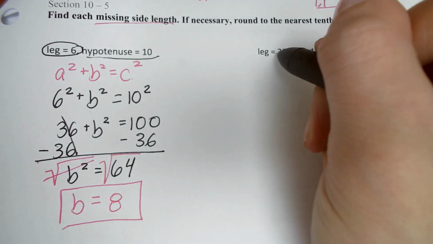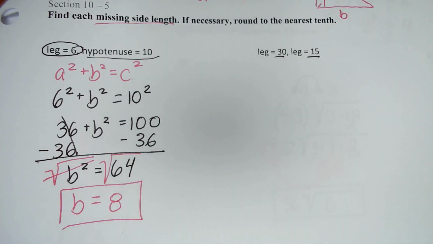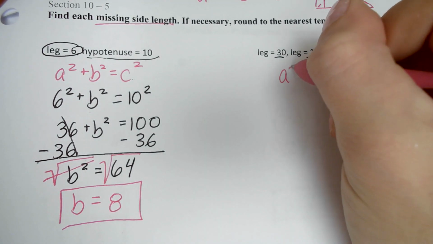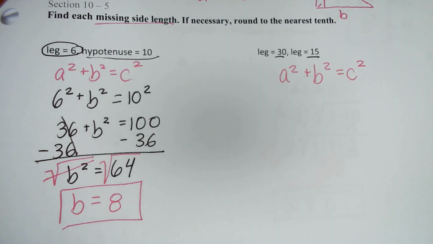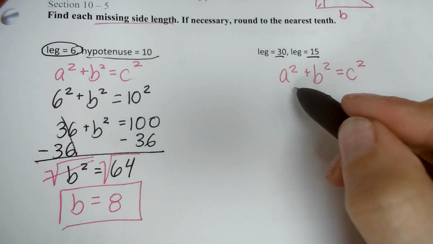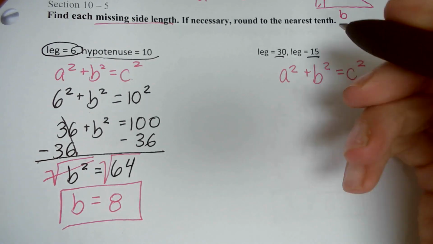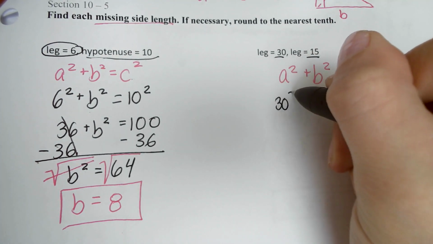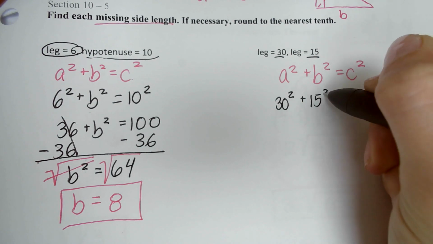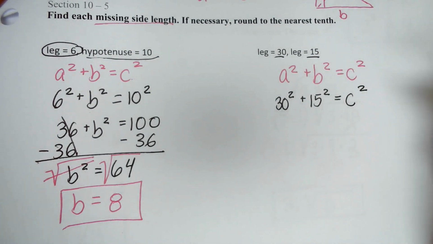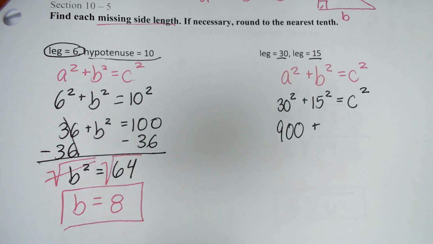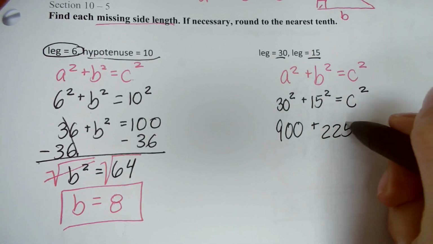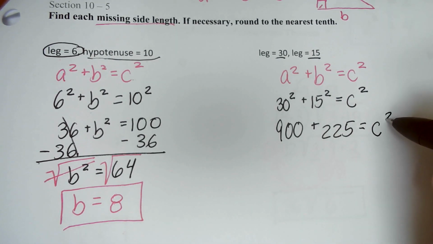Here they gave us 2 legs, 30 and 15. So we'll use the same Pythagorean theorem, a squared plus b squared equals c squared. But now we're going to use 30 and 15 for a and b, and we're going to solve for c. So this will be 30 squared plus 15 squared equals c squared. So 30 squared, that's 900. 15 squared is 225, and that equals c squared.